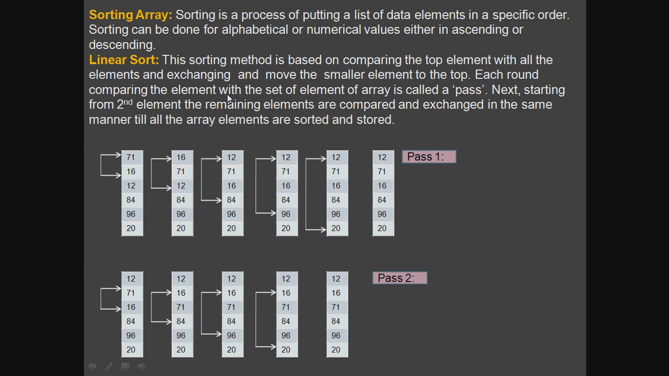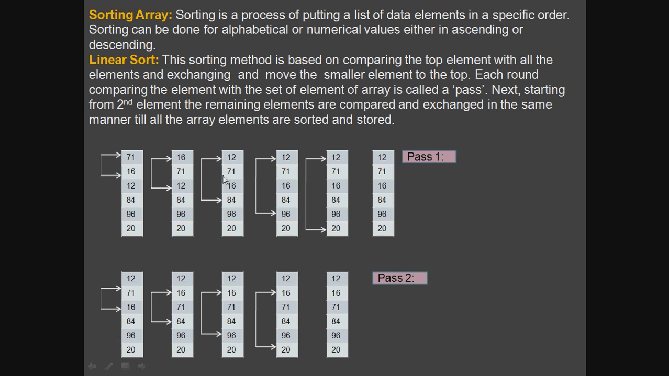Each round of comparing the element with the set of elements of the array is called a pass. Once the top element has been compared with all of the elements, that is called one pass. After that pass, the second element will be compared with the rest of the elements, which becomes another pass. Starting from the second element, the remaining elements are compared and exchanged in the same manner till all the array elements are sorted and stored.